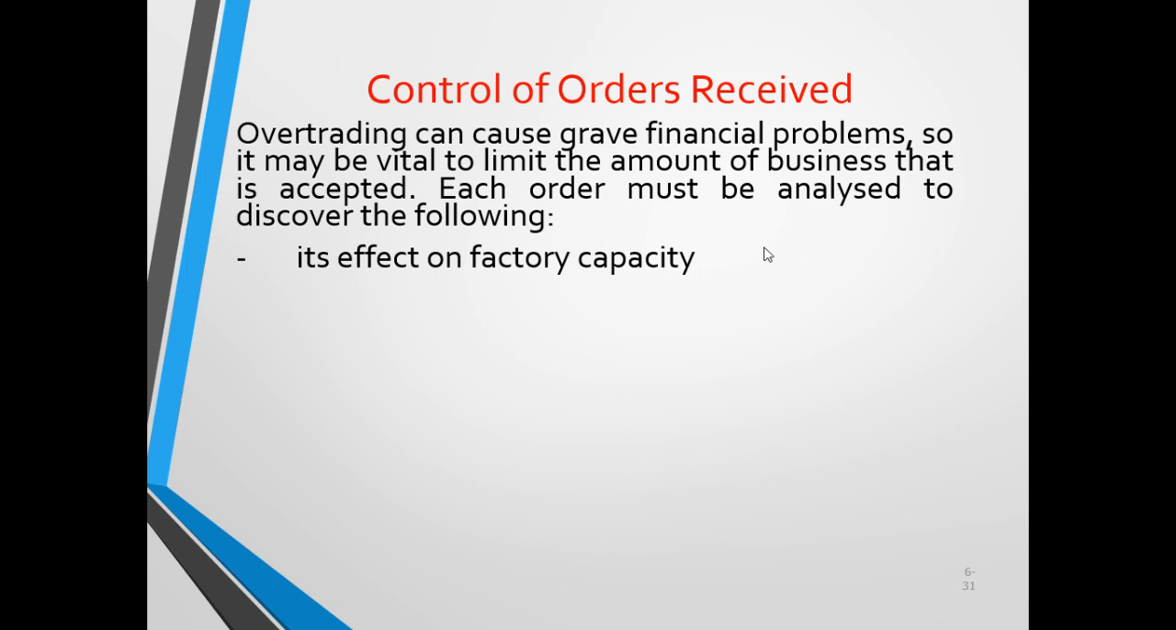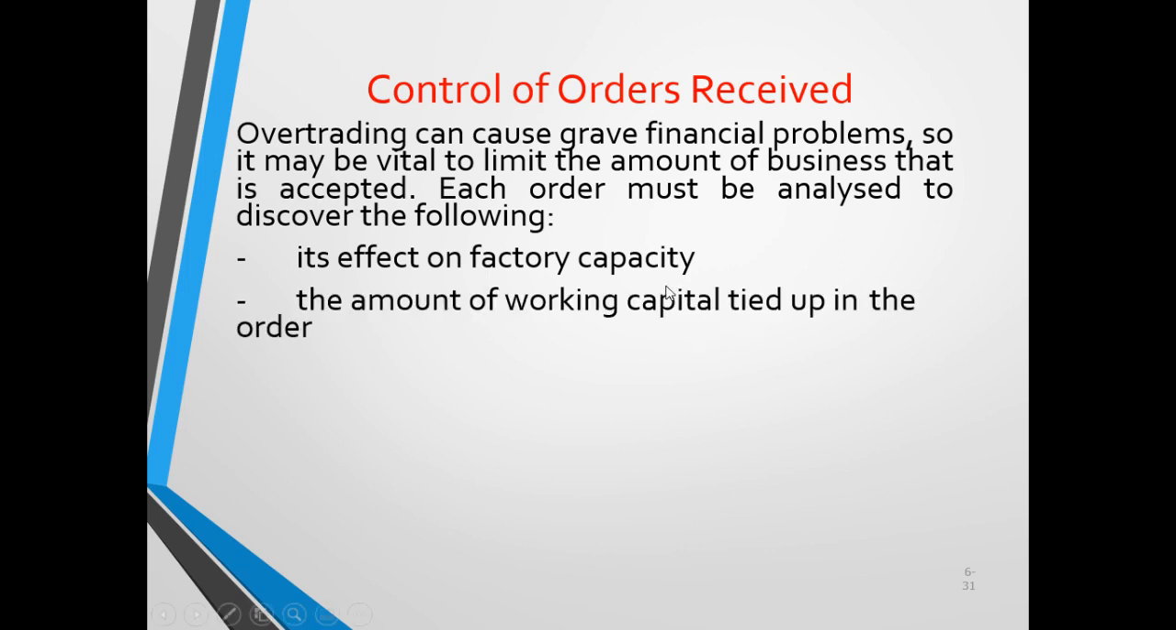Or maybe instead of working two shifts, you're working three shifts. You might end up using all your cash in order to buy more supplies. Then you don't have cash, then you can't operate your business. So the first thing, of course, is to check on the factory's capacity.